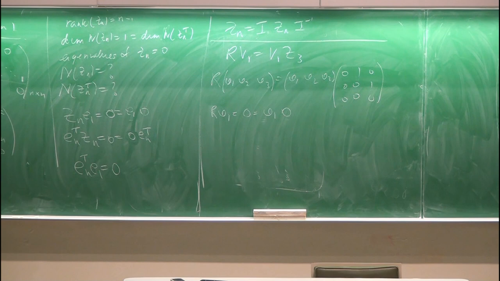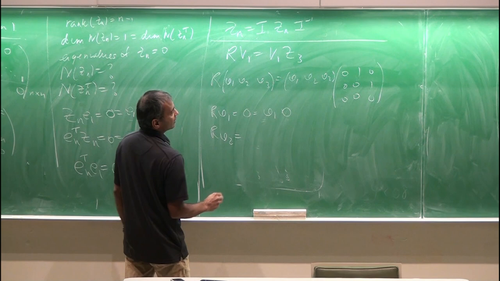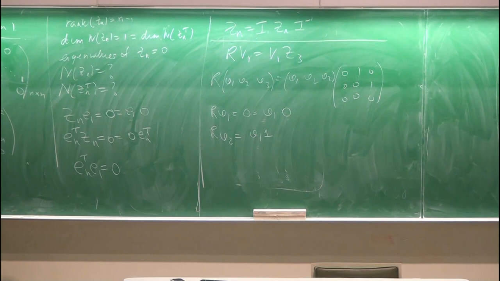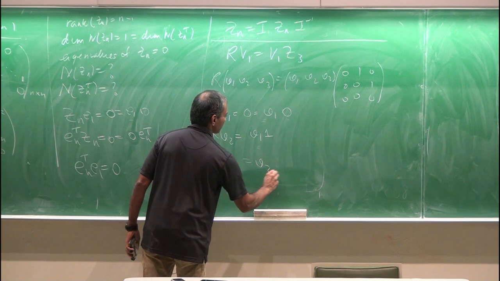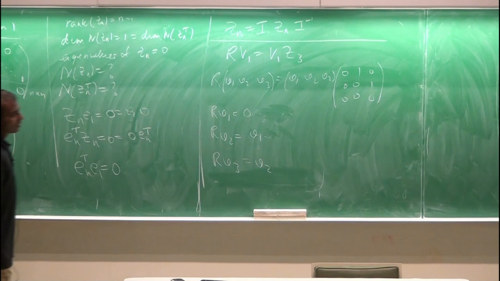What is the second column? Well, R times v2 is the second column on the left. On the right, it is just going to be 1 times v1, which is a little bit strange, but you can live with that. It's nothing to do with v2, but you see, it depends on the previous column v1. And what about v3? If you look at this third column, R times v3, and on the right is just v2. So I'm going to keep it like this. That's what I want.